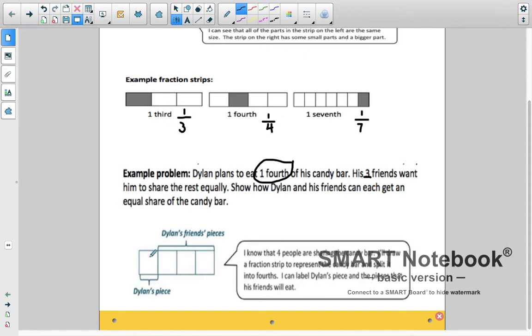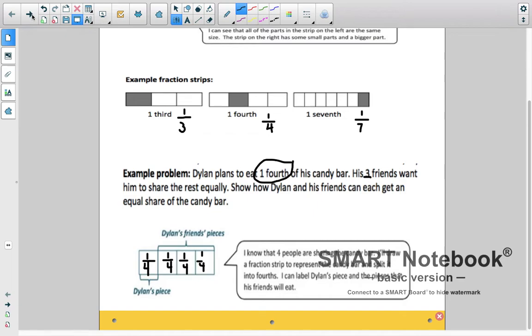They're going to share it equally. So each person is going to have, what's the fraction going to be? If Dylan gets 1 piece, how many equal pieces do we have? 4. So each person is going to get 1/4 of the candy bar. They're going to get 1 piece, and they split it into 4 equal pieces. So I labeled it that each friend is going to get 1/4 of a piece.